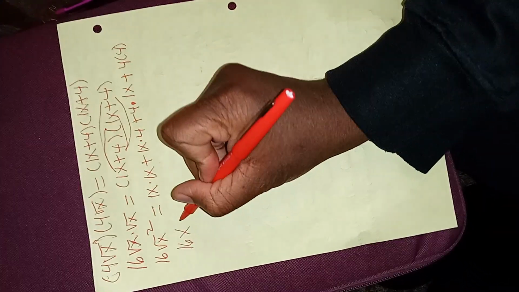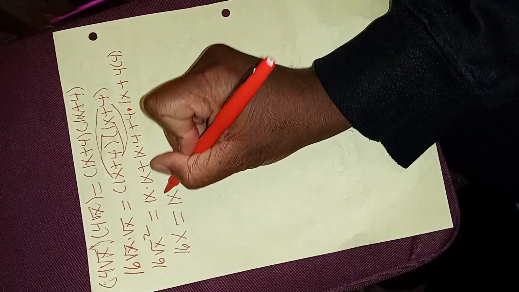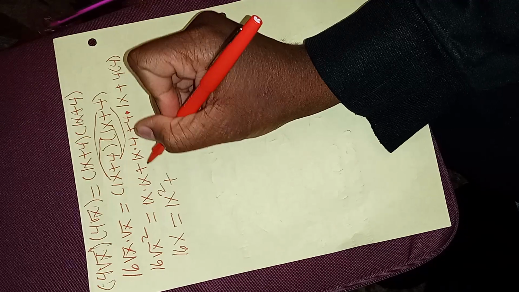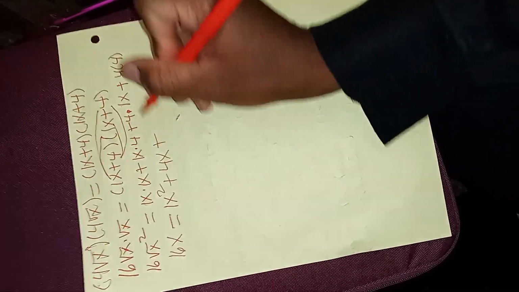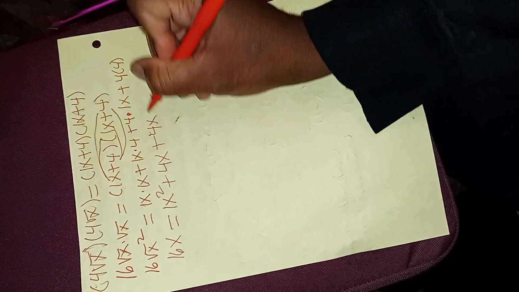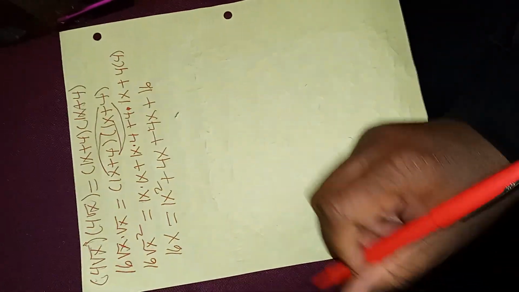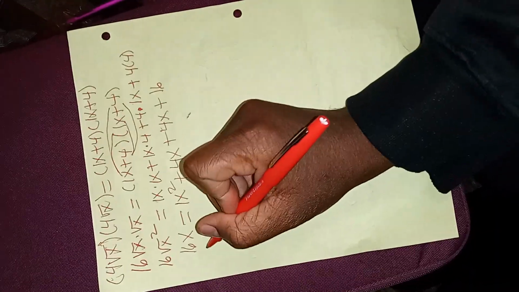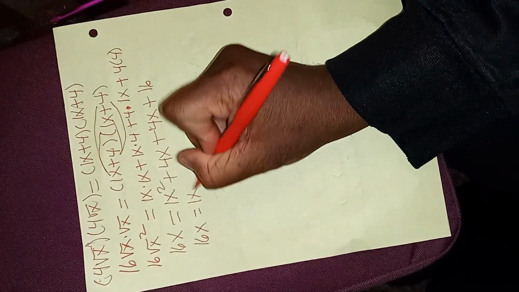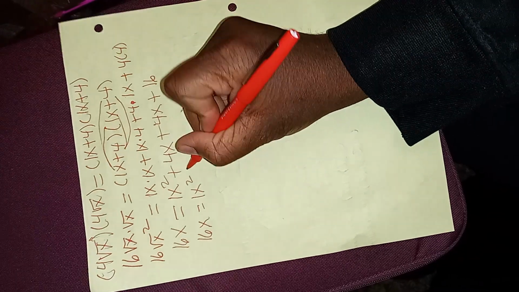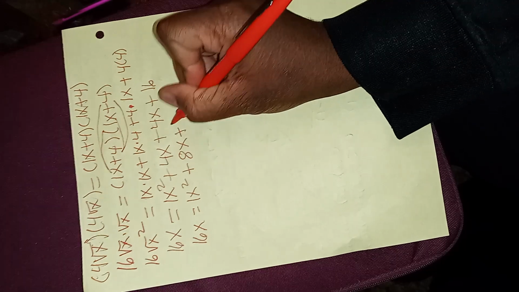Okay. So equals 1x times 1x is 1x squared. Plus 1x times 4 will give us 4x. Plus 4 times 1x will give us 4x. Plus 4 times 4, which is 16. Okay. So let's simplify. 16x is equal to 1x squared. 4x and 4x will give us 8x, so plus 8x plus 16.